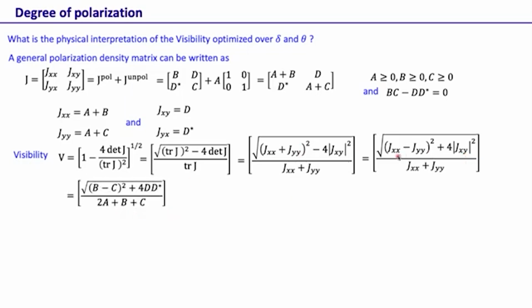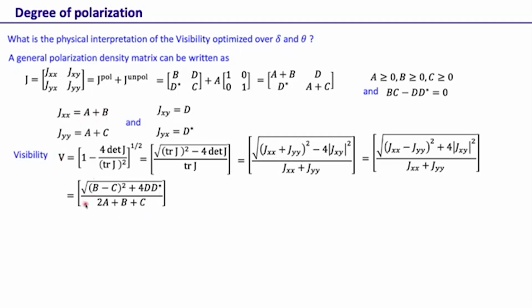This JXX minus JYY, that simply is B minus C, because JXX is A plus B, and JYY is A plus C. So JXX minus JYY is simply B minus C, and this 4JXY square, that is simply 4DD star, and JXX plus JYY is twice A plus B plus C. So that's what we get.